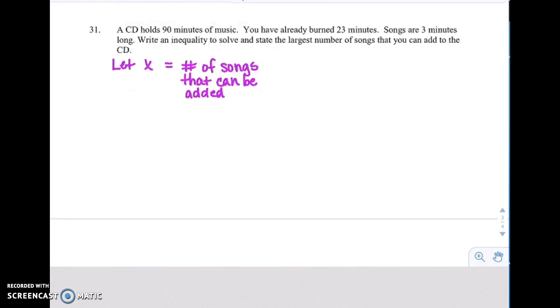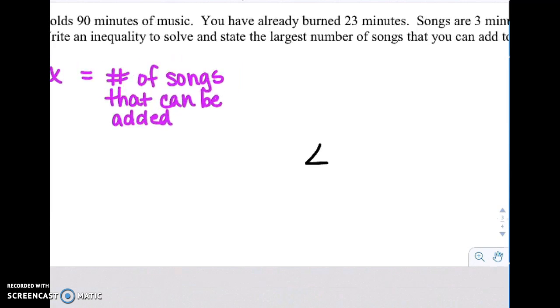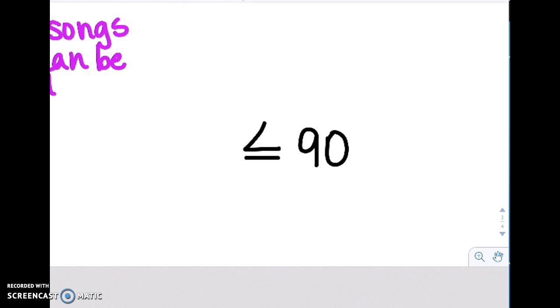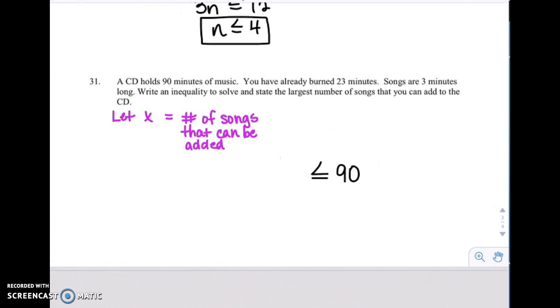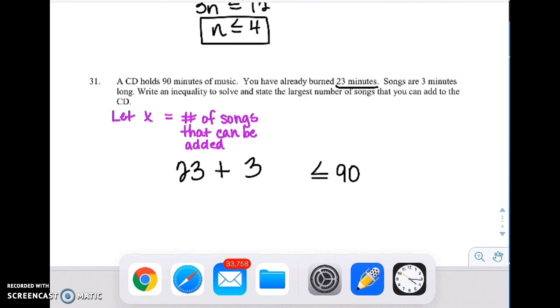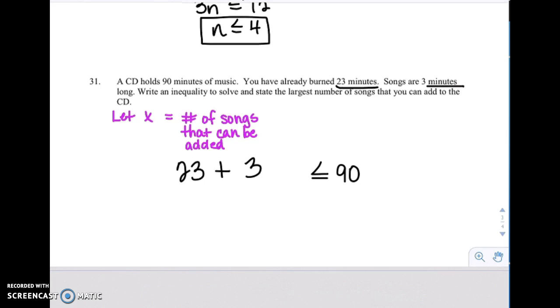And I'm actually going to start with the inequality. If a CD can hold 90 minutes of music, it can actually hold less than or equal to 90 minutes. The most number of minutes on it could be 90. We already have 23 minutes taken up. So 23 minutes plus 3 minutes for each song times x, the number of songs, has to be less than or equal to 90.